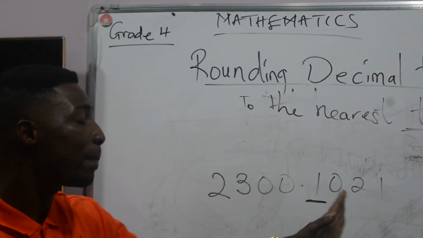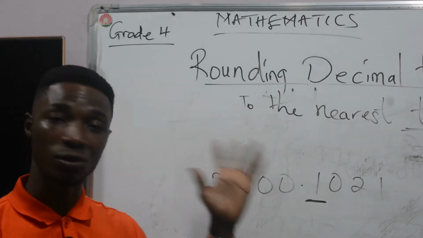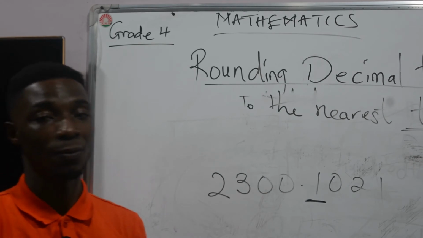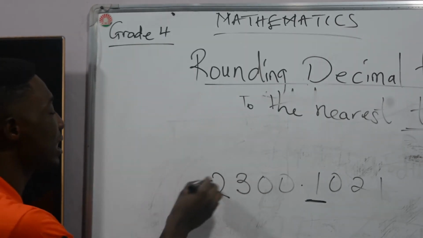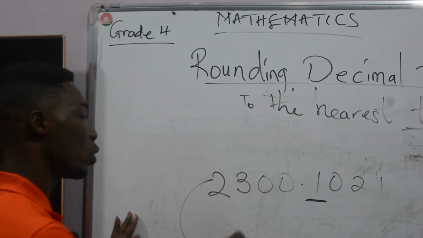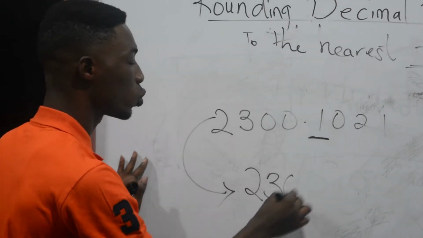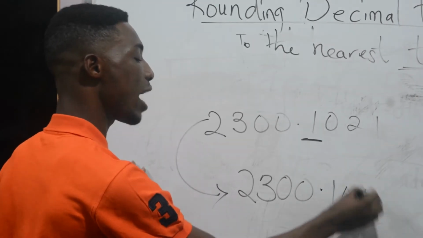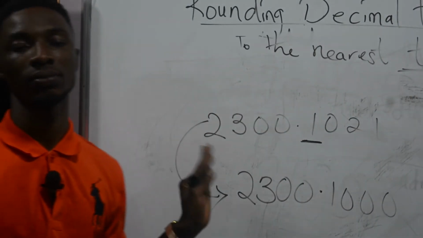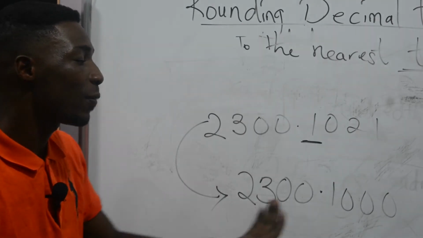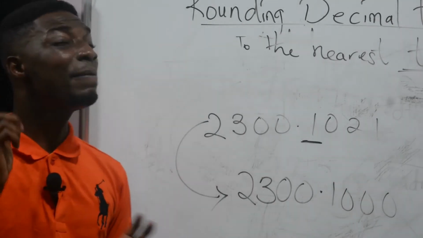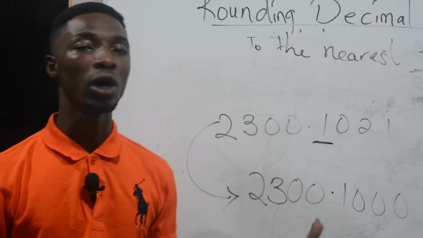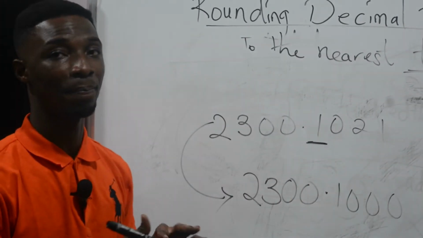Okay, any number after the 1 to be touched or to be dealt with must turn to 0, must return to 0. So my answer for this one is going to be 2300.1000. Yes, 2300.1000. Let me tell you something. Don't say that these zeros do not matter, so you will not bring them.